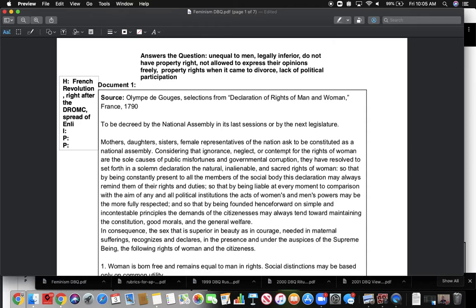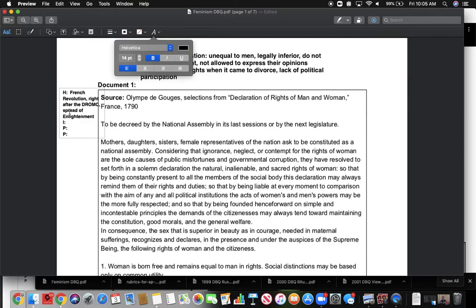I mean, these are all things that provide the historical context of this document. Sorry, it's not going to be a perfect fit here. Actually, I might be able to shrink it a little bit. There we go. The spread of Enlightenment.